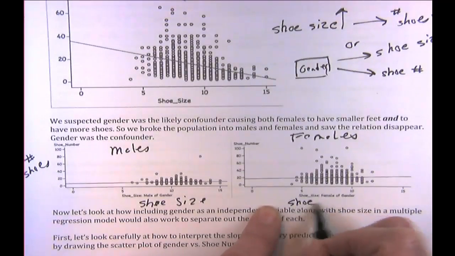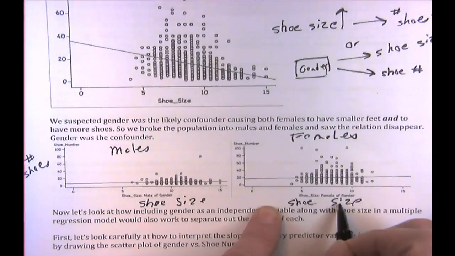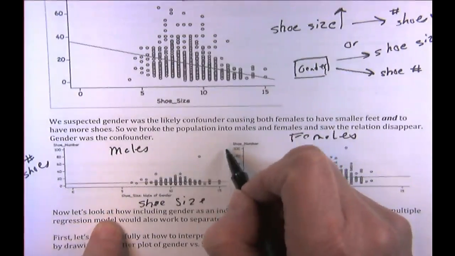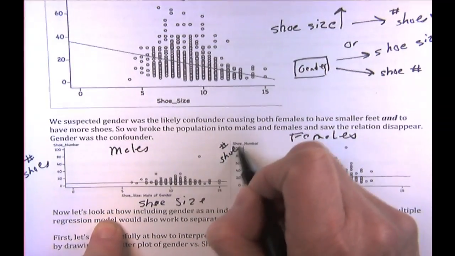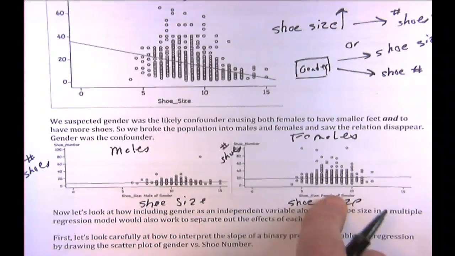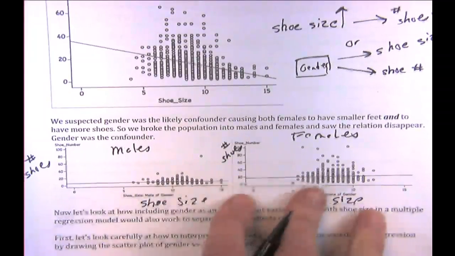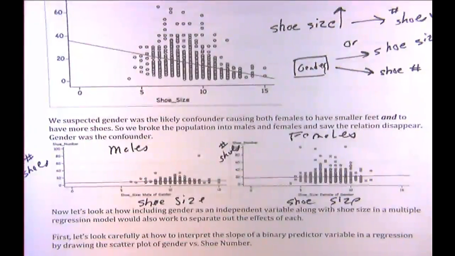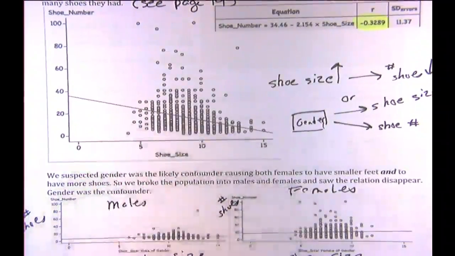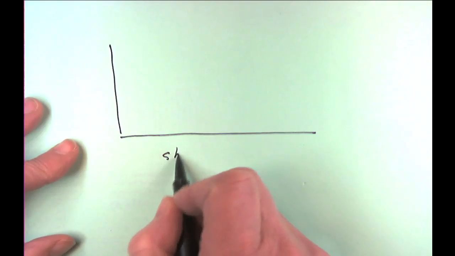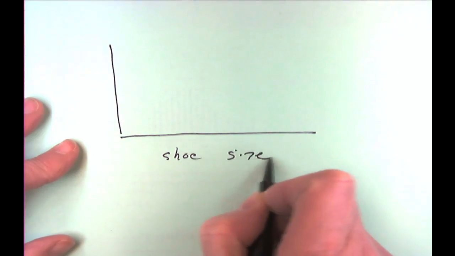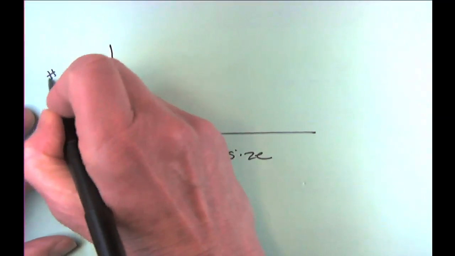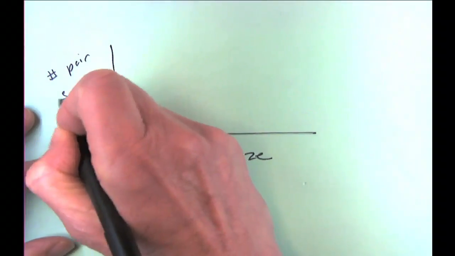Does your shoe size affect the number of shoes? No. So when we split it, it disappears. And the basic idea is this. I'll draw an exaggerated version of this, where we have two groups of people. So we basically have a graph here, where here's your shoe size, the size of your foot, and here's the number of pairs of shoes.